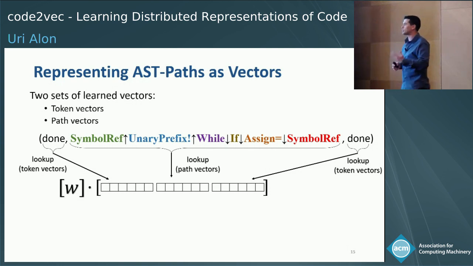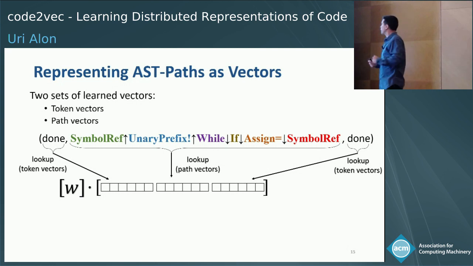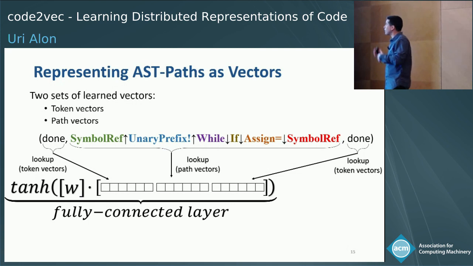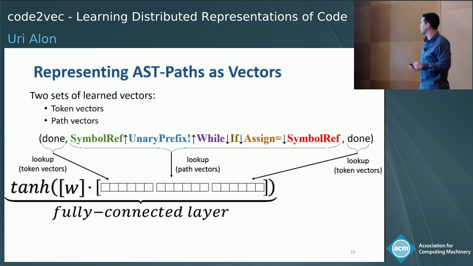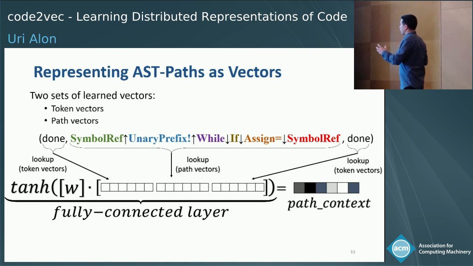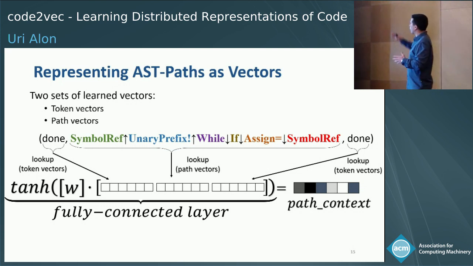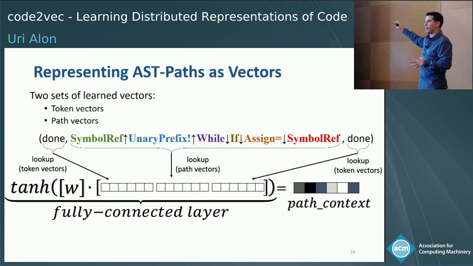We multiply it by a learned matrix W that combines them. And we apply an element-wise nonlinearity, such as the hyperbolic tangent function, that rescales every vector element to the interval of -1 and 1. And this is called a fully connected layer. And we get a single vector that we call a path context vector that somehow captures all the information that exists in this path and the two tokens that it connects. Now, this leads us to the second challenge, because this is the vector representation of a single path. But remember that in an entire snippet of code, we have many paths. So we need to somehow aggregate a set of these path context vectors into a single code vector.